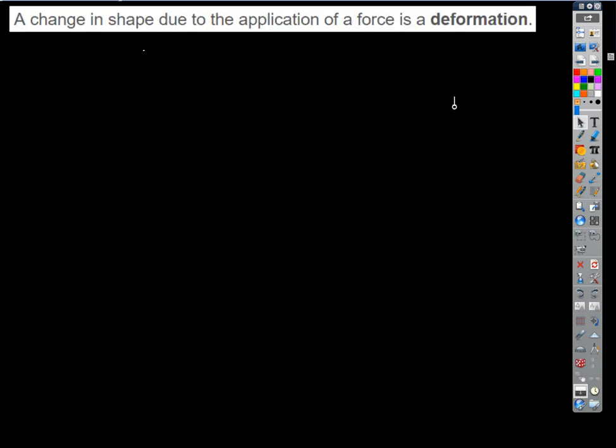Okay, let's have a look. We're going to look at something a little bit different today. We're going to look at another kind of force. This is going to be called a restoring force. If we ever change in shape due to an application of force, it's called a deformation.